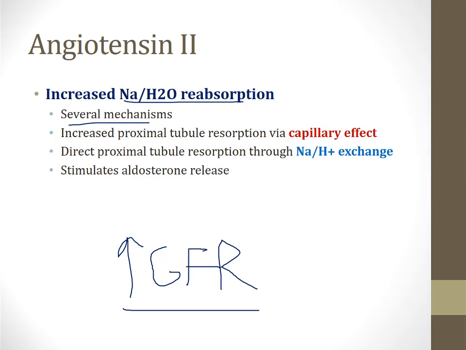There are several mechanisms by which angiotensin II increases sodium and water reabsorption. The first one is through increased proximal tubule reabsorption via something called the capillary effect, which I'll explain on the next slide. The second is through direct stimulation of sodium hydrogen ion exchangers in the proximal tubule, and I'll also show you that in a few slides. And then finally, angiotensin II stimulates aldosterone release, and one of aldosterone's roles is to promote sodium retention, so this also leads to more salt and water retention.